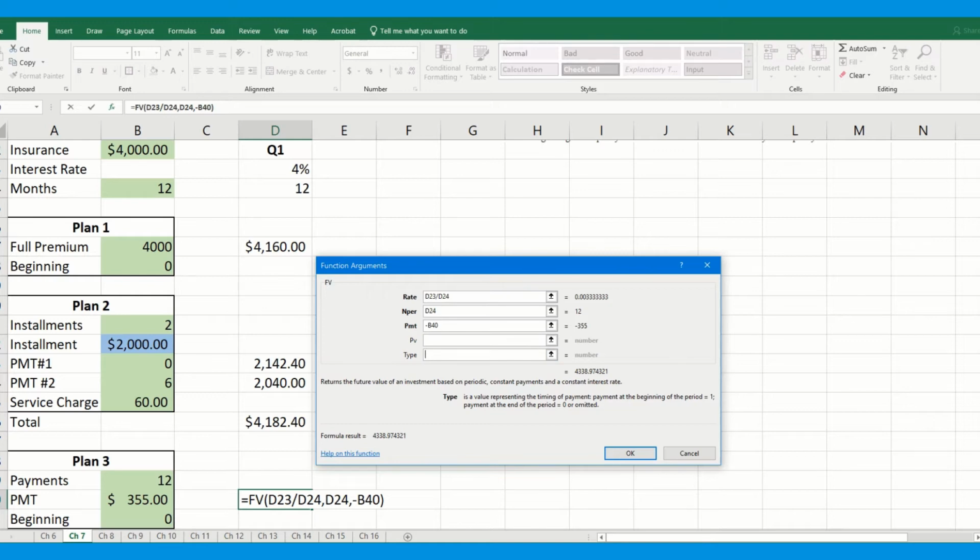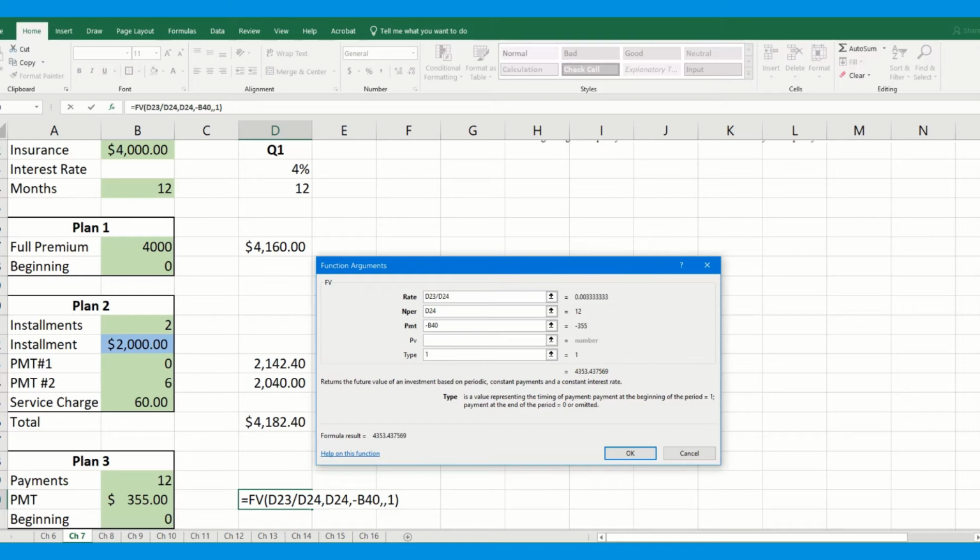So in type, it says that we type in a value representing the timing of the payment. So payments at the beginning of the period, we type in a 1. If they're at the end of the period, then we would leave it blank. For now, they've told us it's in the beginning. I know that it needs to go there, so I'm going to put it in there. We haven't gotten to that yet, but it's good to know.